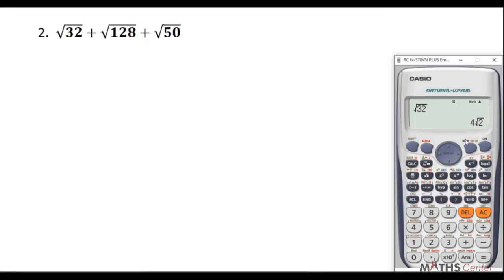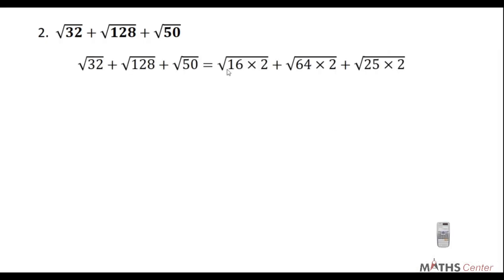For 128, you press square root of 128. Then you press equal to, you are getting 8 root 2. So the perfect square we are looking for is 8 squared, which will give you 64. Then the other number is 2. So you have 64 times 2 for 128. Then for square root of 50, the calculator is giving us 5 root 2. So the perfect square we are looking for is 5 squared, which is 25. The other number is 2. So for 50, we are going to have 25 times 2. So that is what we have here.